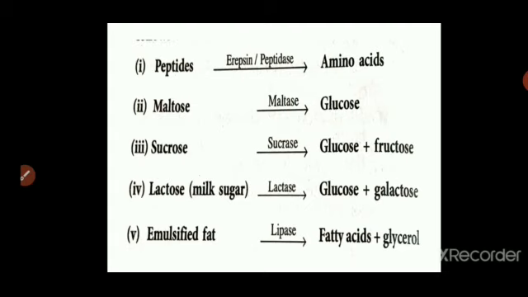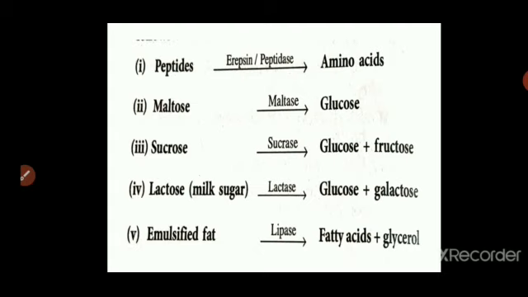Then you have maltase. In the mouth, the starch is broken down by amylase into maltose. Now that maltose is converted into the simplest form of sugar, that is glucose, by the enzyme maltase. Then there is sucrase. The sucrase converts sucrose into glucose plus fructose. That is simple and complex sugar.